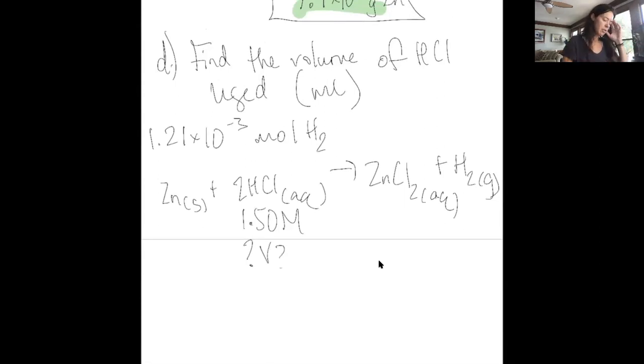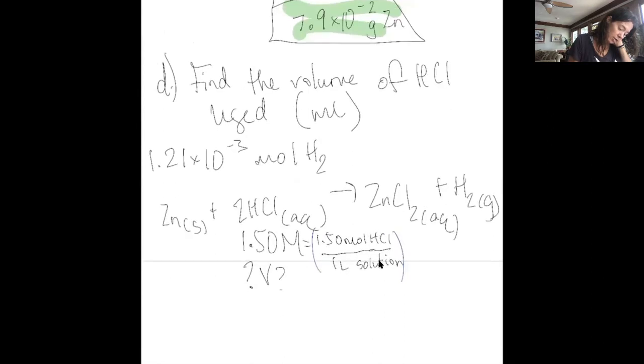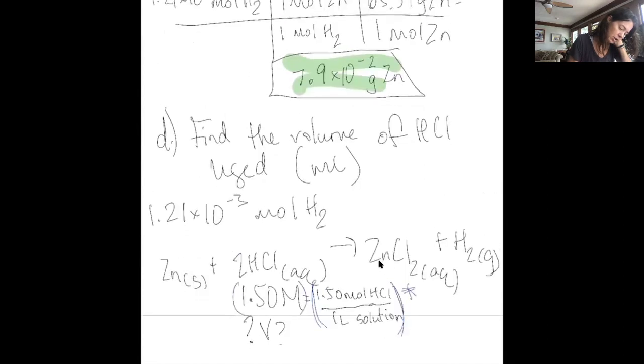So let me show you how this is going to work. Remember that this is 1.50 moles of HCl per 1 liter of the solution. And it's important for you to write that out until this becomes really easy for you. If it's not easy for you, that would be something that would help to make it easier, to write this out, okay? Because that's our conversion factor. This molarity is a conversion factor. Throw it in a T-chart.